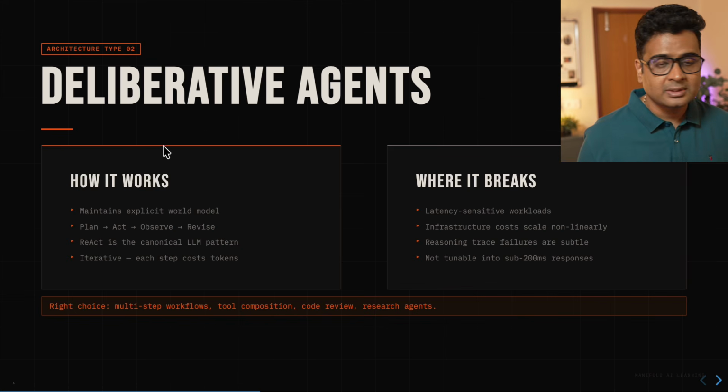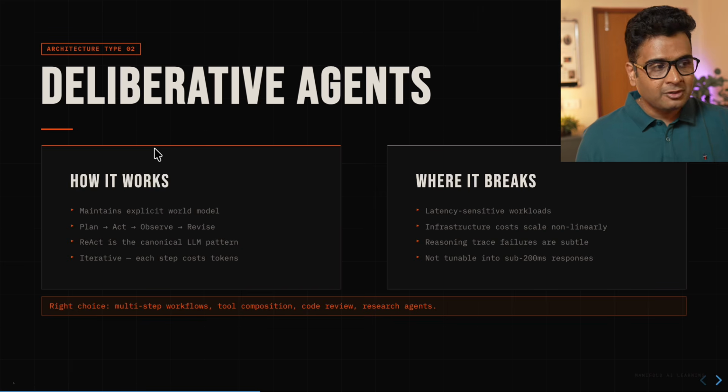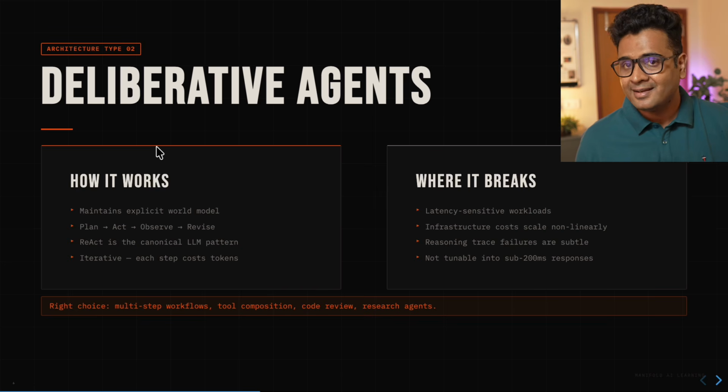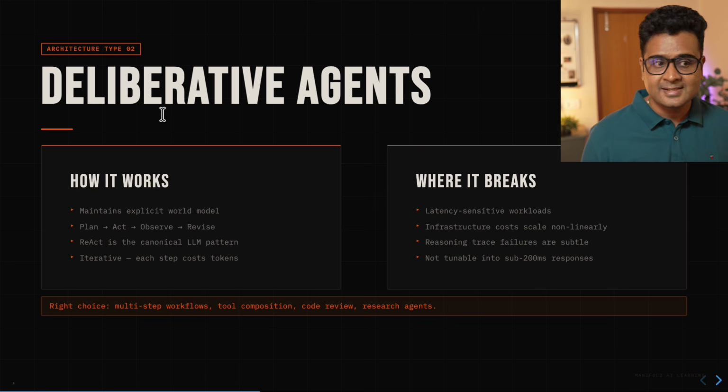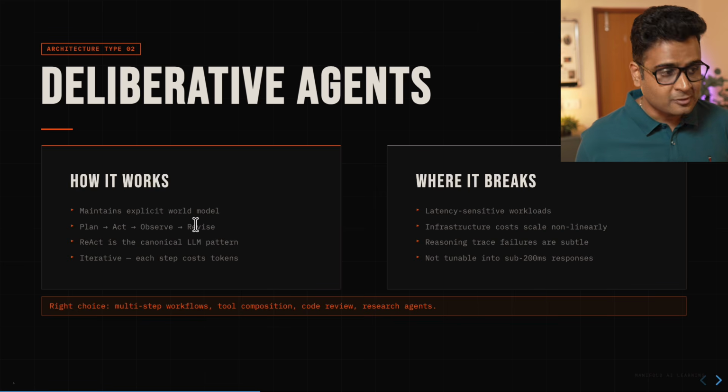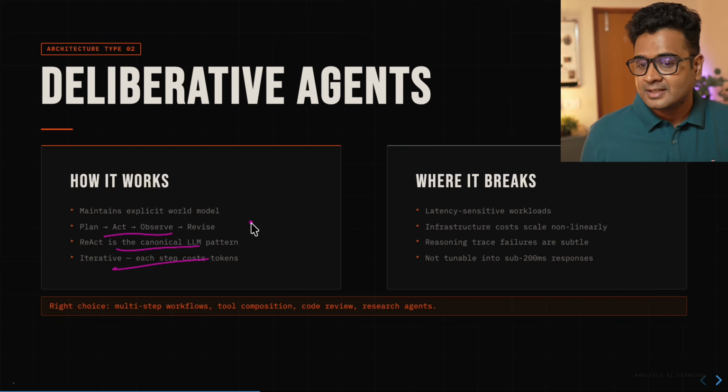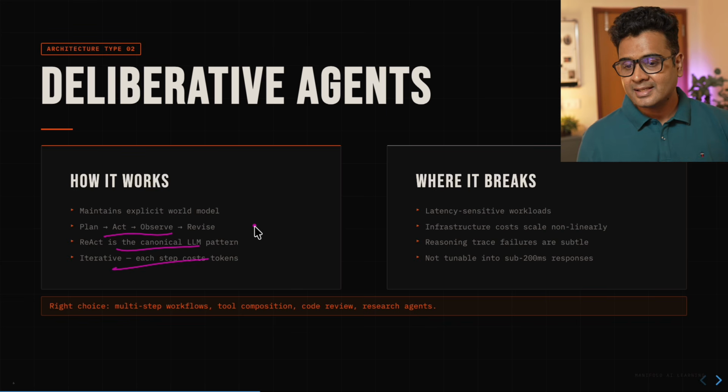It's also the cost. If you add planning to the reactive agent, that's what makes it a deliberative agent. As a result, they are slower and costlier as well. They consume more tokens. They are harder to debug because the internal state is the reasoning trace, and that trace can go wrong in very subtle ways.